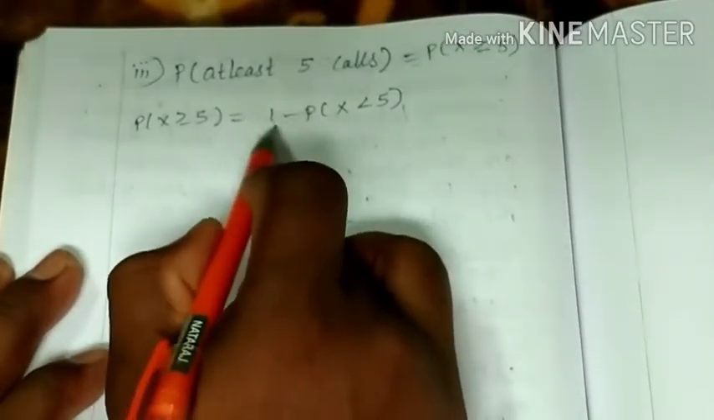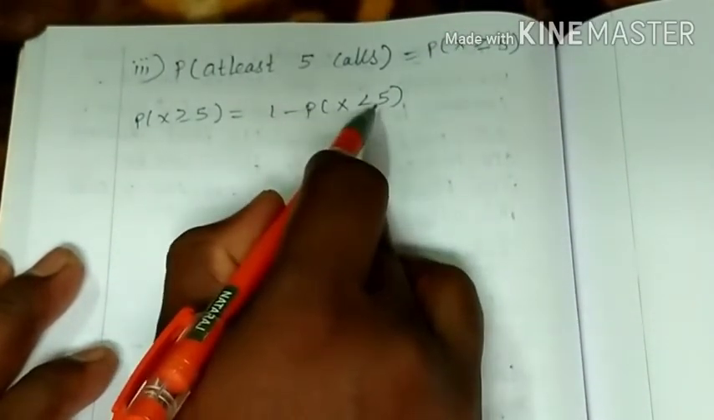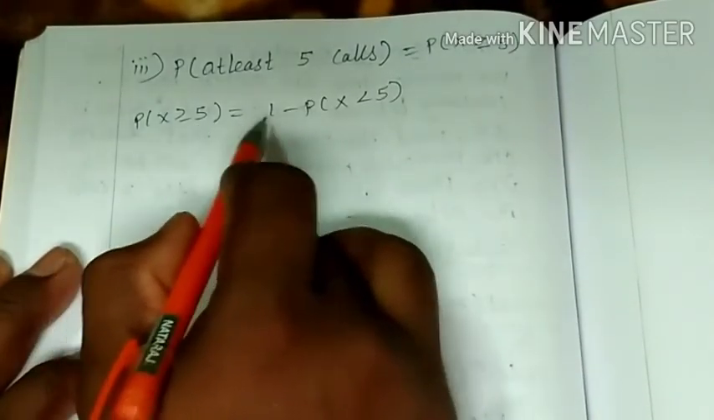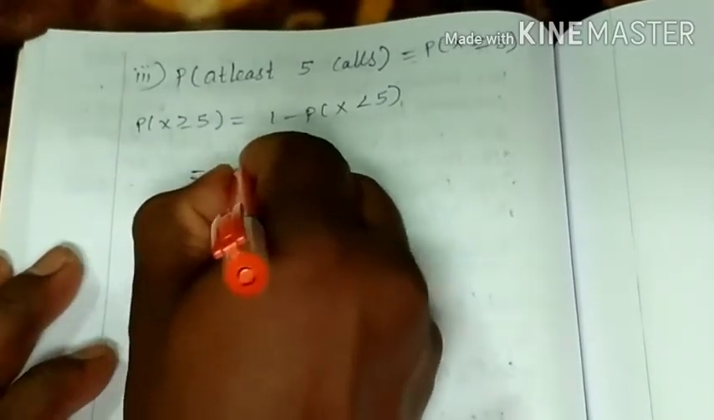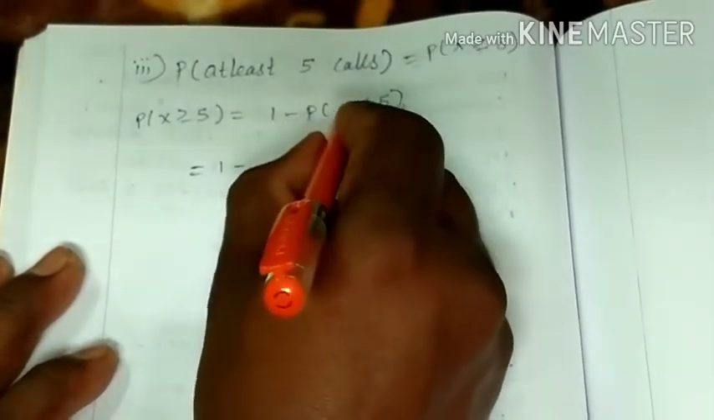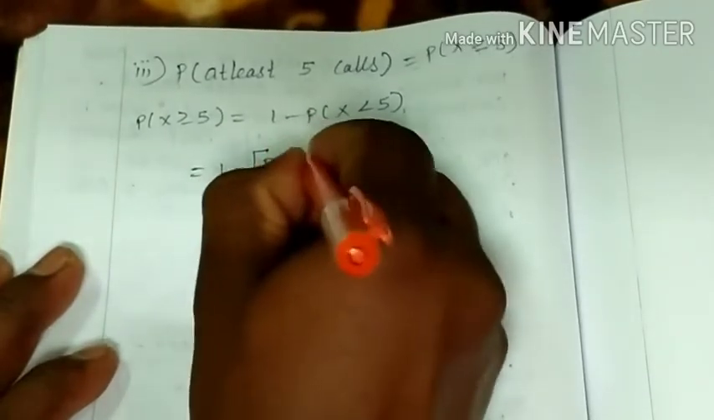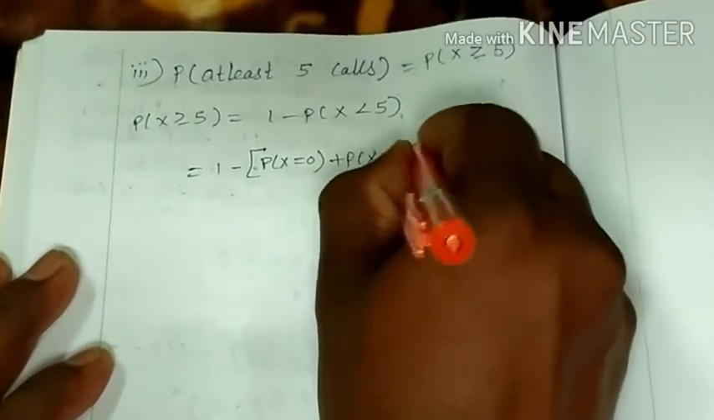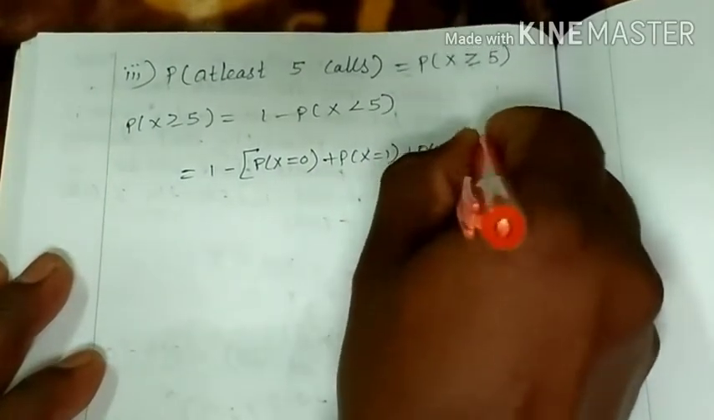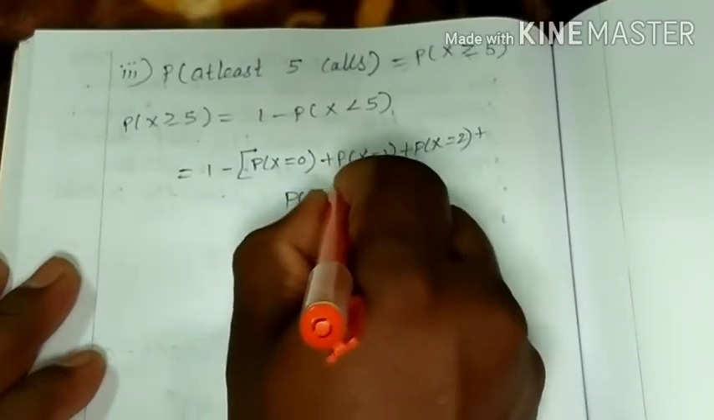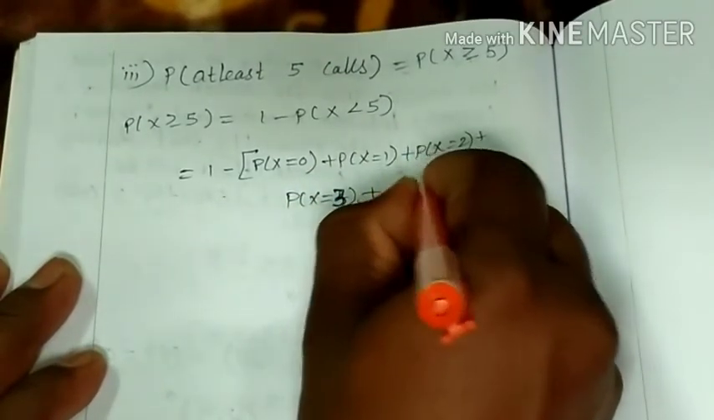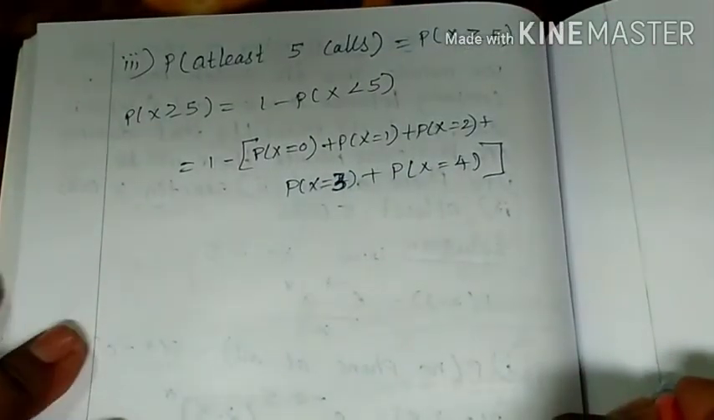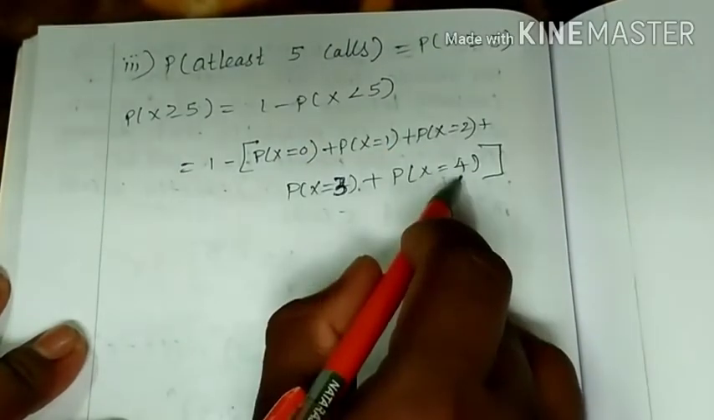The total probability is 1. Then subtracting the value of the below-5 values, we get the answer for P of x greater than or equal to 5, which is 1 minus P of x less than 5. That means the probability of x equal to 0, plus the probability of x equal to 1, plus x equal to 2, plus x equal to 3, plus x equal to 4. We are strictly less than 5, so below 5 only, up to 4.